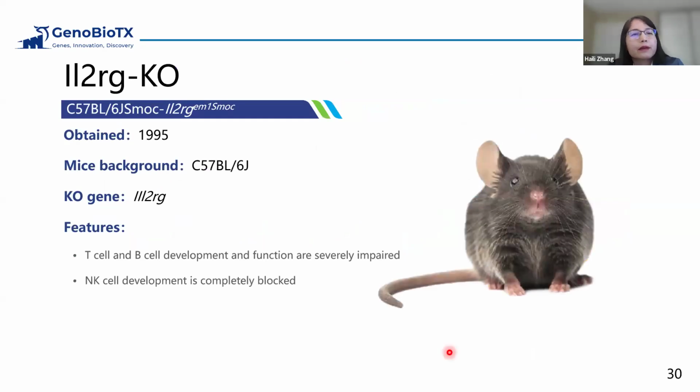The IL-2 receptor gamma knockout was first reported in 1995. The T cell and B cell development and function are severely impaired, and NK cell development is completely blocked in this knockout mice.